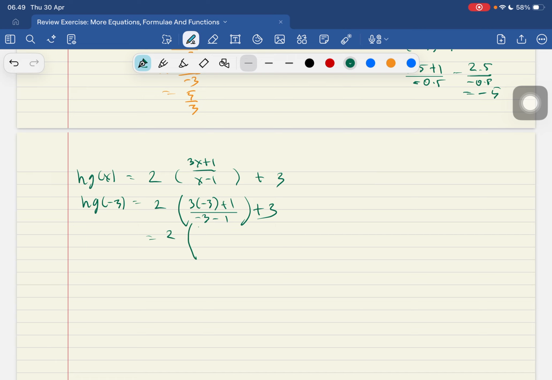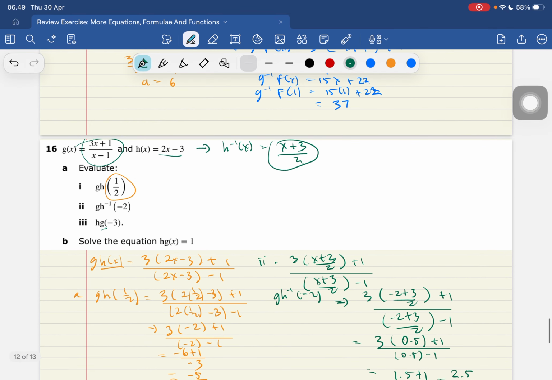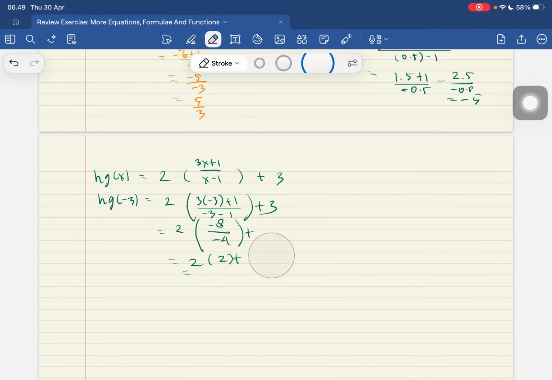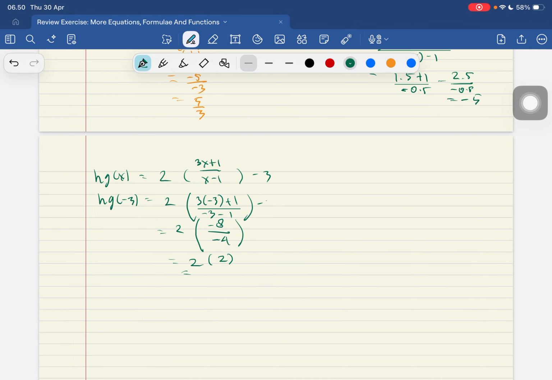We process the bracket, minus 9 plus 1 is going to be minus 8. We divide by minus 4 plus 3. So this is 2. We multiply by 2 plus 3. So the answer is going to be 2 times 2, 4, 4 plus 3. Is it? Let's check it. Here is minus 3, not plus 3. Here minus 3, minus 3, minus 3, and minus 3. So 4 minus 3 equals 1.